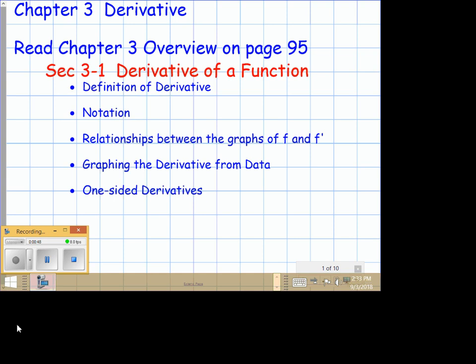So let's pause a minute and look at the overview on page 95.